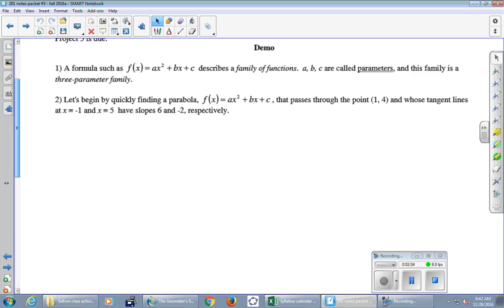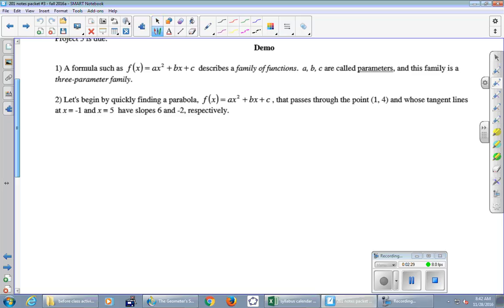But we also want to pick a parabola whose tangent lines at x equals -1 and x equals 5 have slopes 6 and -2, respectively. So one is going to be a positive, from your perspective, +6, and another one like a -2, and it's got to be in exactly those spots, and the parabola is supposed to hit (1, 4). So lots of constraints. We're going to find exactly the parabola that meets all those conditions.